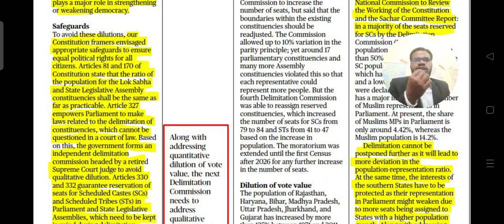Safeguards. To avoid these dilutions, our Constitution framers envisaged appropriate safeguards to ensure equal political rights for all citizens. Articles 81 and 170 of the Constitution state that the ratio of the population for the Lok Sabha and state legislative assembly constituencies shall be the same as far as practicable. Article 327 empowers Parliament to make laws related to the delimitation of constituencies, which cannot be questioned in a court of law. Based on this, the government forms an independent Delimitation Commission headed by a retired Supreme Court judge to avoid qualitative dilution.